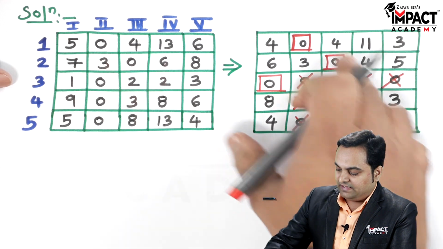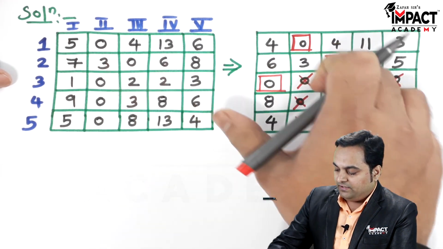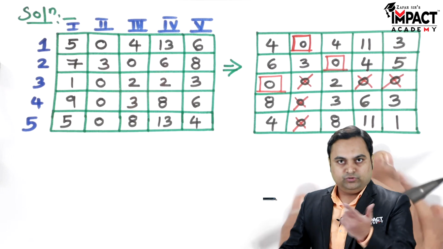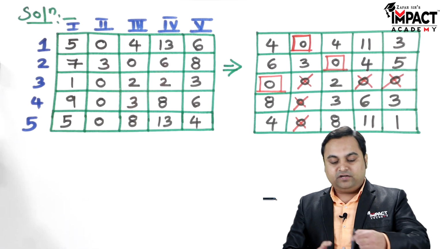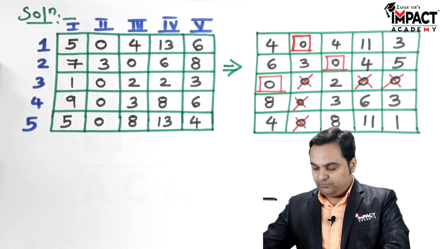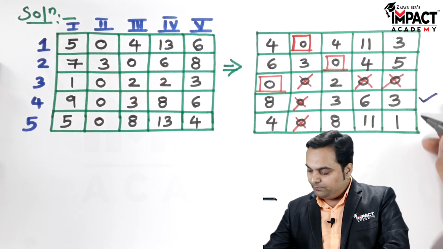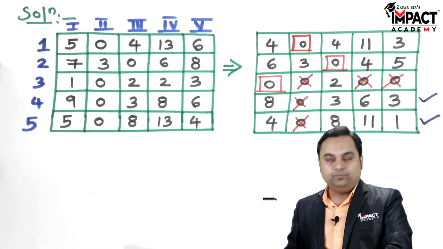So we can see that assignment is made only in 3 rows. The remaining 2 rows are left without any assignment. So the next step would be to tick mark the rows in which assignment is not made. Assignment is not made in the 4th row and it is not made in the 5th row.